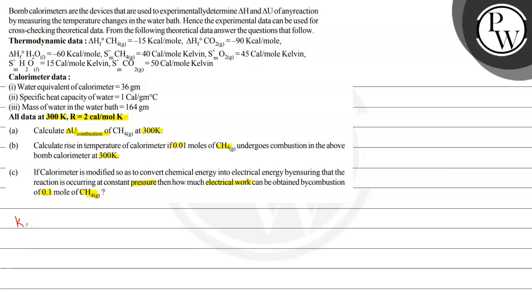And here the key concept is calorimetry. Alright, so let us solve the first question first. Delta U of combustion for CH4 at 300 Kelvin. So for combustion of CH4, what will be the reaction? This is CH4 gas plus 2O2 gas giving CO2 gas plus 2H2O in the liquid state.